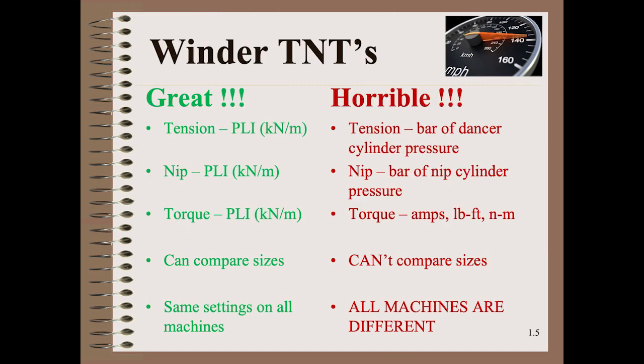If we apply this mindset to winders, we see the great advantages of using proper units for the TNTs. First, you can compare the relative sizes and thus strengths directly as a number. Second, you can directly transfer those settings to a new machine, no matter the make, model, and vintage and specs.